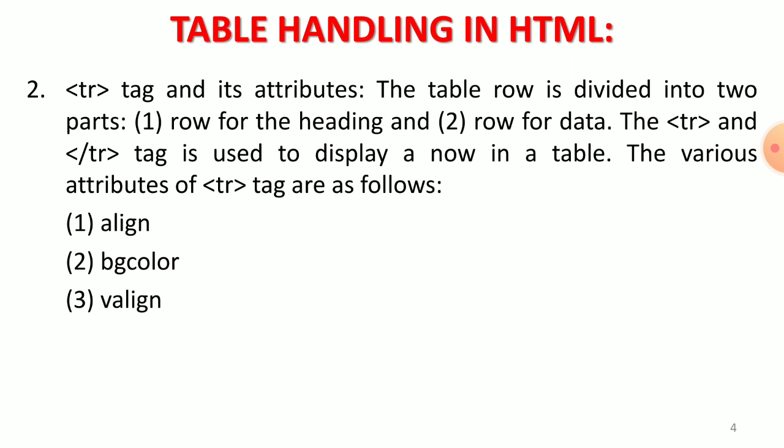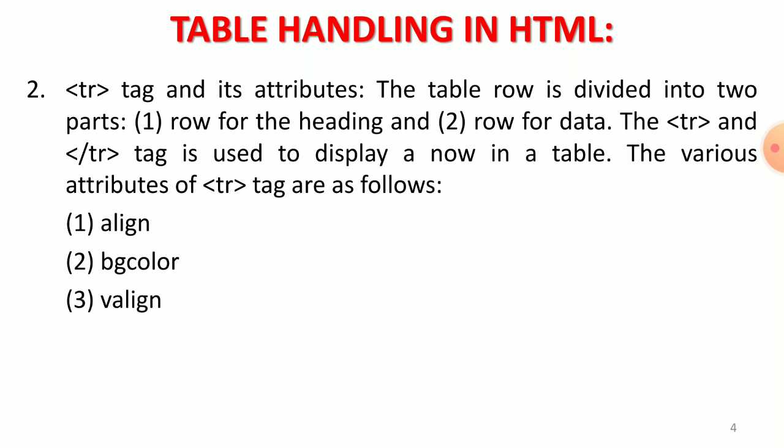Next, second number, the tr tag and its attributes. The table row is divided into two parts. First is a row for the heading and second is a row for data. The tr and /tr tags are used to display a row in a table. Tr means table row. The various attributes of the tr tag are as follows. First is align, second is bgcolor and third is valign.